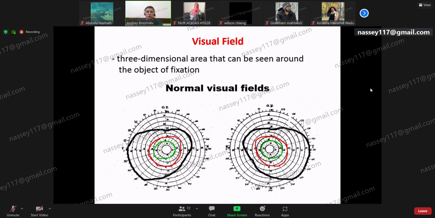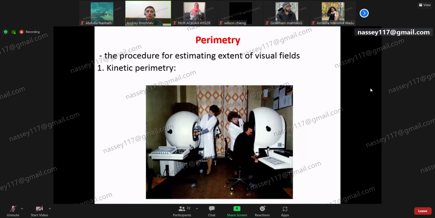The procedure for estimating the extent of visual field is called perimetry. One more Greek word. Peri means around, metros means measurement. So it is examination of the surrounding field of vision. This is perimetry. There exist several types of perimetry. One of the most frequent types which we use in our practice is kinetic perimetry.